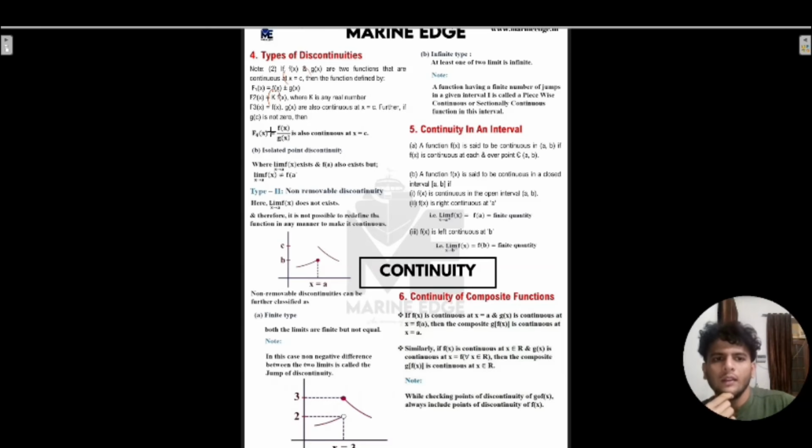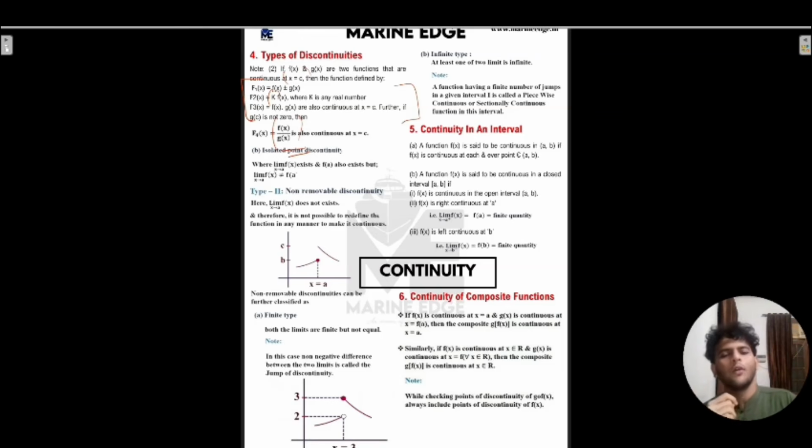So now I can say that these functions will also be continuous at x equals c. Mind you, performing any sort of algebraic operation on any two functions which are continuous at a common point does not have any effect on their continuity whatsoever.